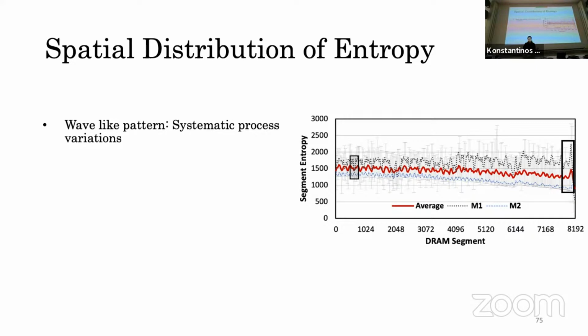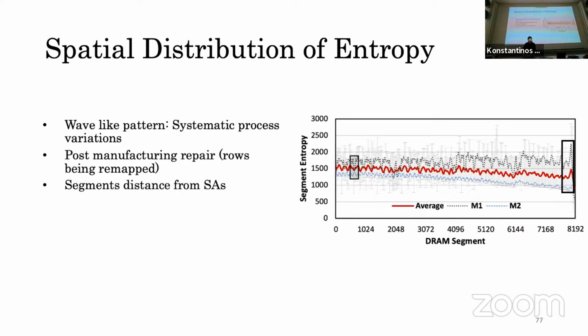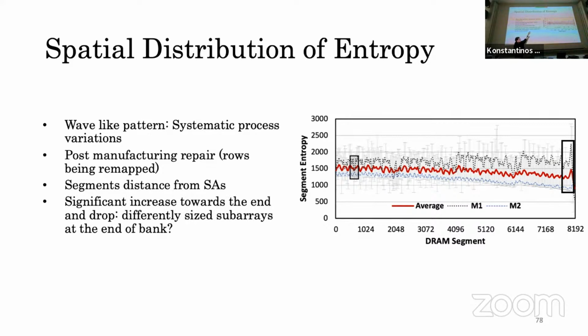Other theories they have that might explain this deviation would be post-manufacturing row repairs, where after the chip is produced, the rows are remapped because there are faulty cells or things like that. So you would have two rows that are logically adjacent, but not actually physically adjacent on the memory chip. Another thing could be the segment's distance from the sense amplifier. You can also see that the curve kind of peaks at the end and then drops. And this, the authors of the paper explain mainly with differently sized DRAM subarrays at the end of a DRAM bank.